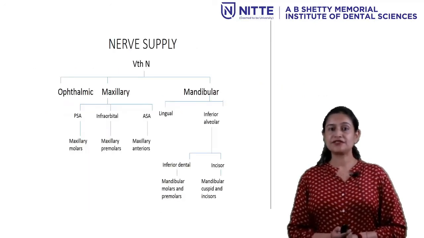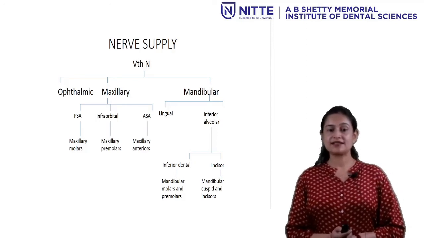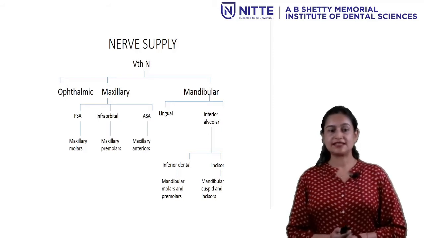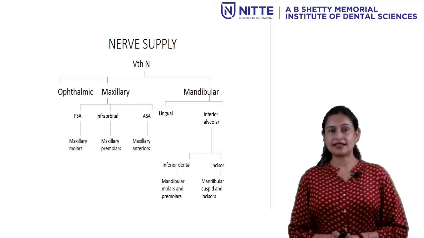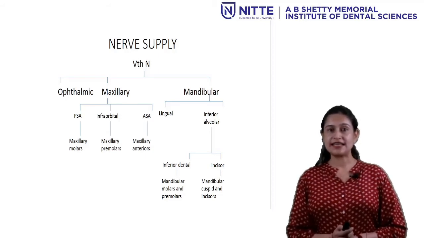The nerve supply: the fifth nerve supplies the teeth, that is divided into ophthalmic, maxillary and mandibular. Only the maxillary and the mandibular branches supply the teeth. The posterior superior alveolar nerve supplies the maxillary teeth. The infraorbital supplies the maxillary premolars, and the anterior superior supplies the maxillary anteriors.